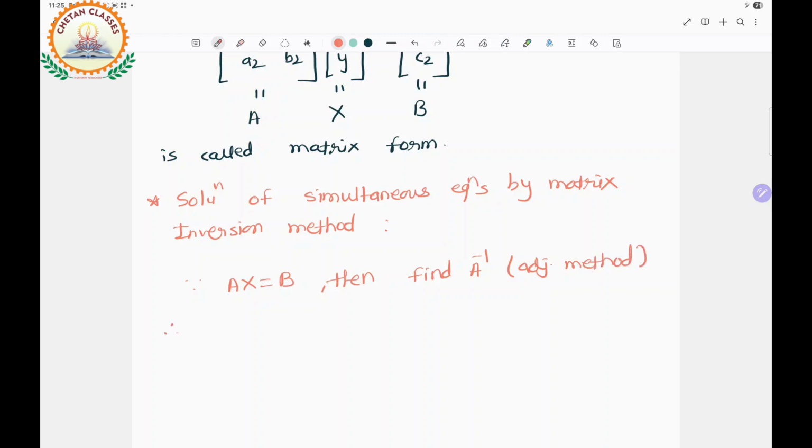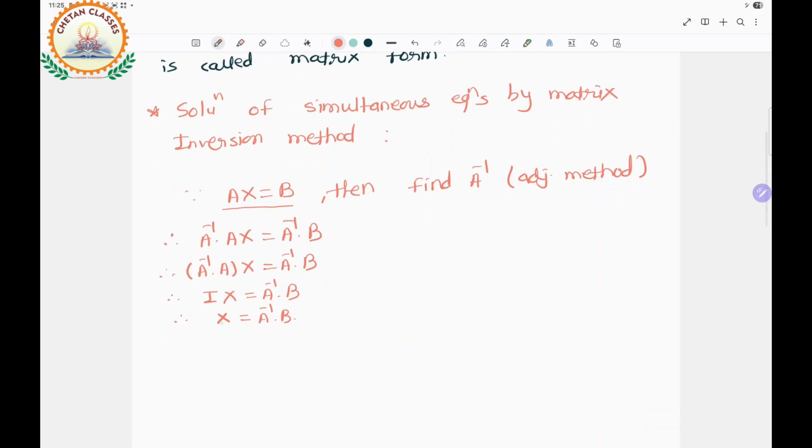Whenever we find A inverse, pre-multiply AX is equal to B by A inverse. That is A inverse into AX is equal to A inverse into B. So here A inverse into A into X is equal to A inverse into B. A inverse into A is I. So I into X is equal to A inverse into B. IX means X, so X is equal to A inverse into B. So we get the values of X is equal to A inverse into B.